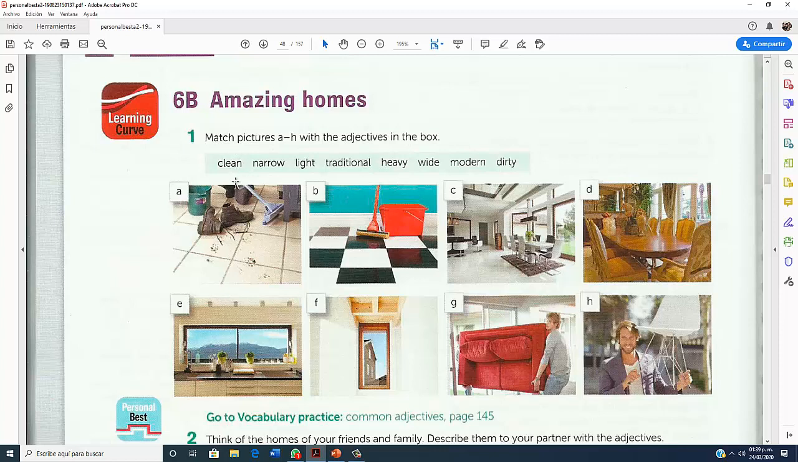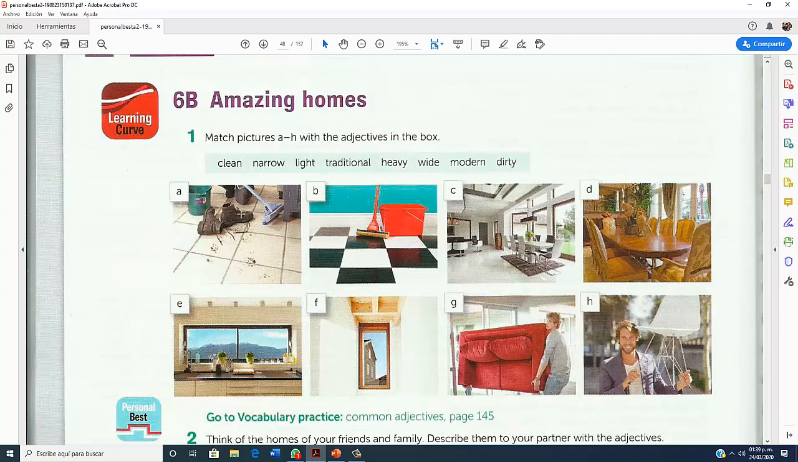These are some adjectives like clean, narrow, light, traditional, heavy, white, modern, and dirty. You can say dirty or dirty as you wish. The idea here is to match these adjectives with the corresponding picture. I'm not going to tell you the meaning so that you can understand by the context what each adjective means. Remember, these words are adjectives and we use adjectives to describe nouns. In this case, we are going to describe some furniture and some parts of the house.